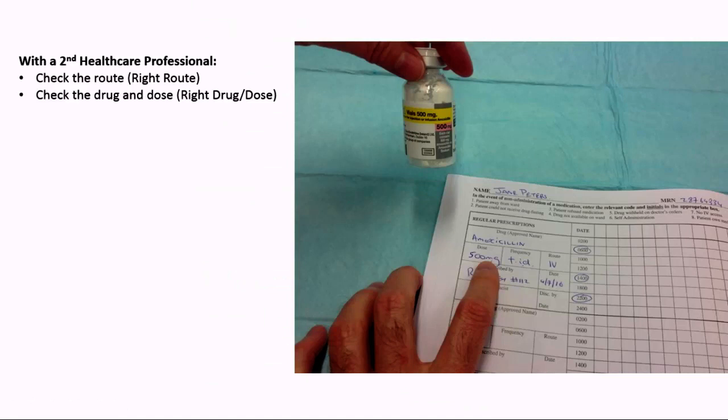Then check with the second healthcare professional the route that we're giving the drug by, the intravenous route, and that we are giving the correct drug and dose. In this case, amoxicillin, 500 milligrams, and this is amoxicillin, 500 milligrams. So you're checking the ampule against the drug cardex.